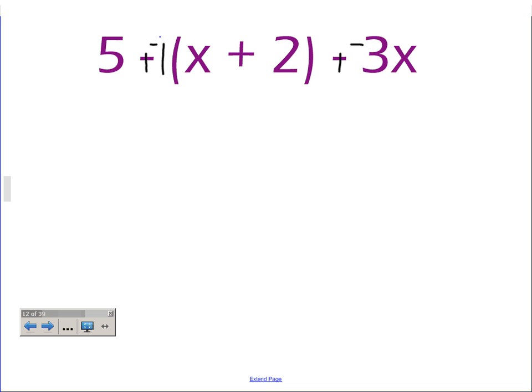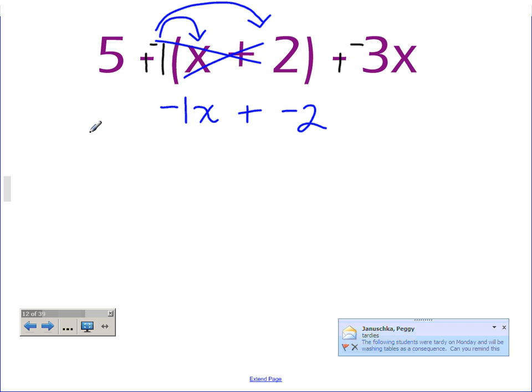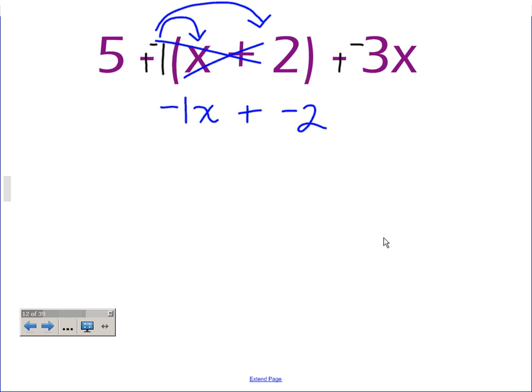All right, so I can think, what's negative 1 times x? Well, that's negative 1x plus, what's negative 1 times 2? Negative 2. Okay, took care of all this stuff. Now I will put the first number up front, 5 plus, and then plus negative 3x in the back. All right, now I can add my like terms together.